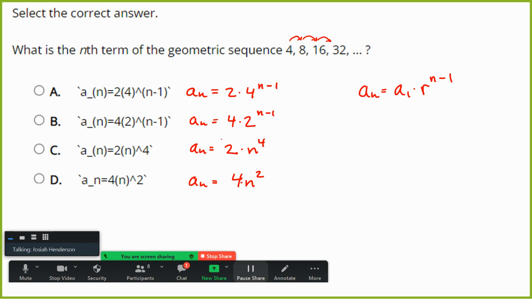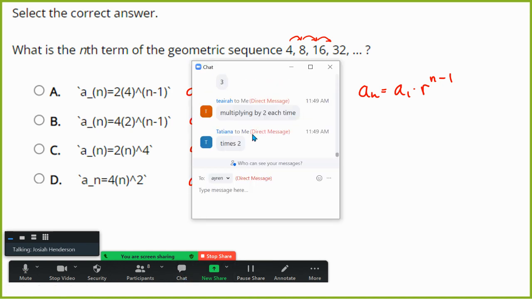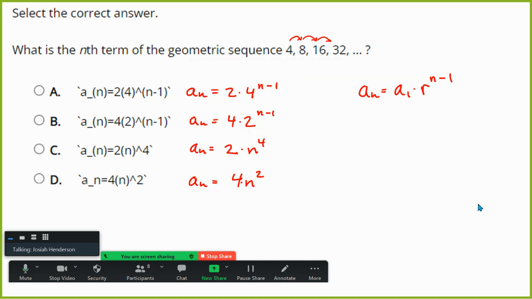I see one person's got an idea in the chat. 2, awesome. Tira and Tatiana, good job, both of you. And thank you for sharing. You found R, right? We're multiplying by 2.